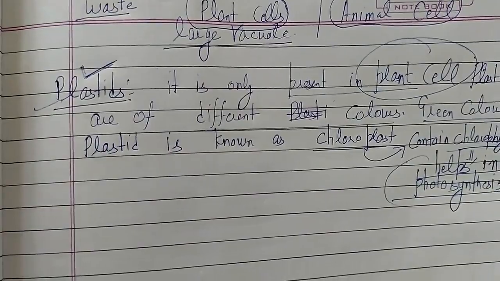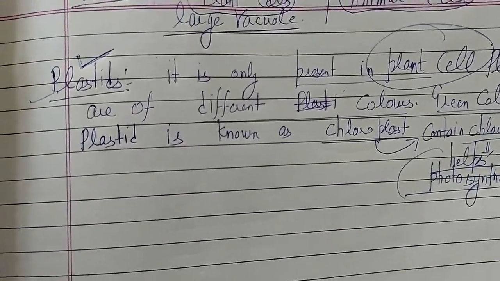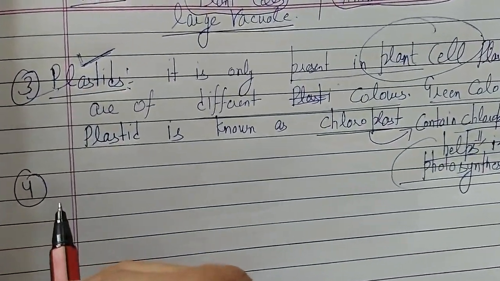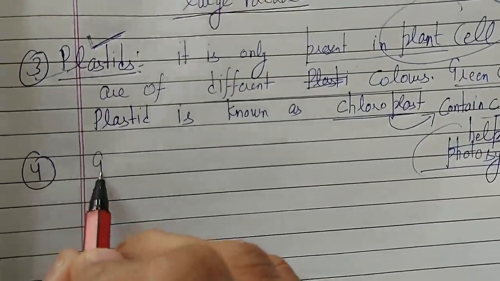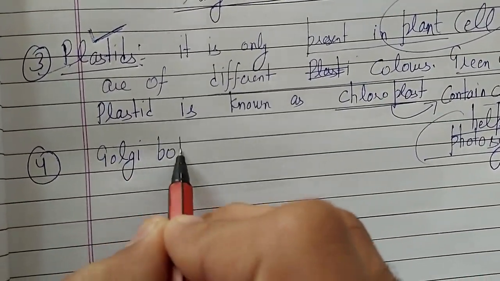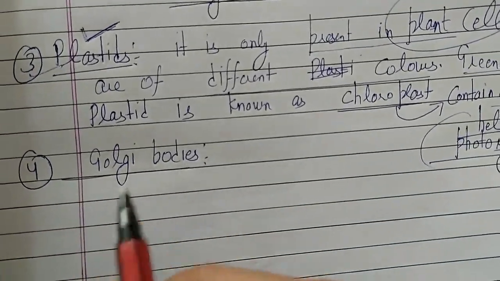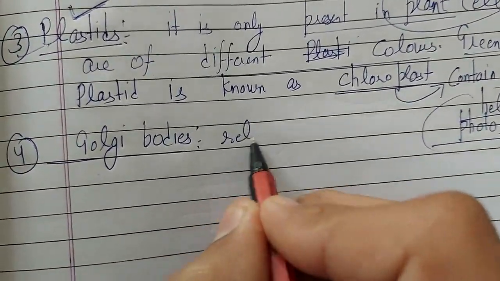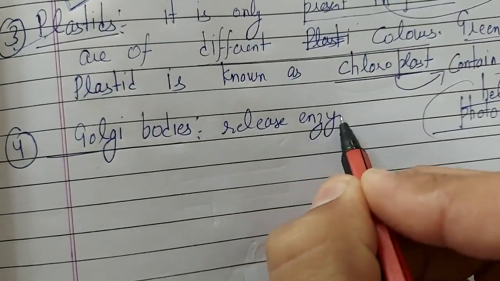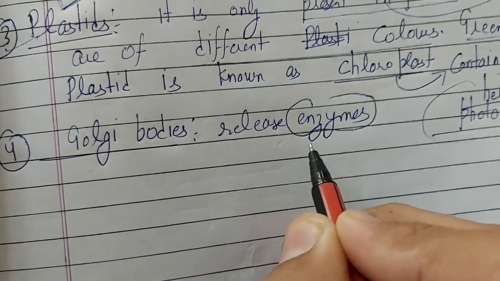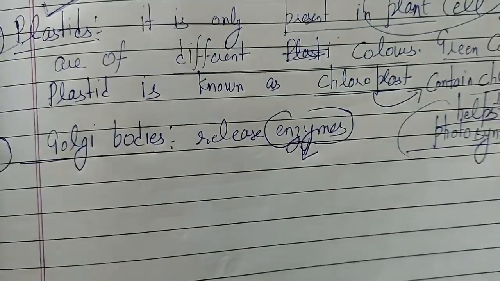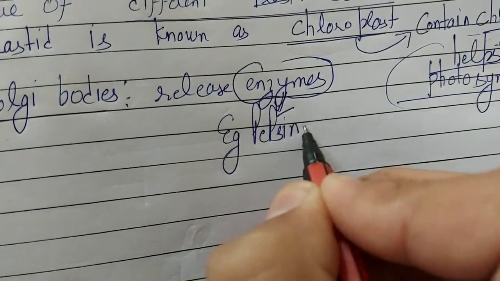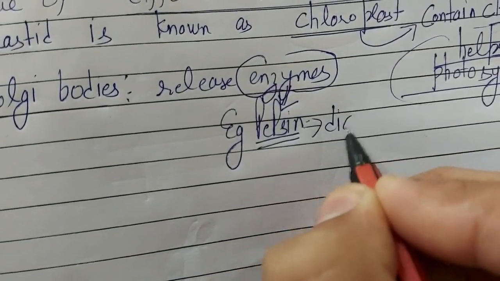Okay, so we have done this, and this is the third organelle, and the fourth organelle is Golgi bodies. What do these Golgi bodies do? Golgi bodies release enzymes. What is the purpose of these enzymes? Some enzymes present in the human body help in the digestion process. Like pepsin is an enzyme. For example, pepsin is a type of enzyme present in the human body which digests the proteins.